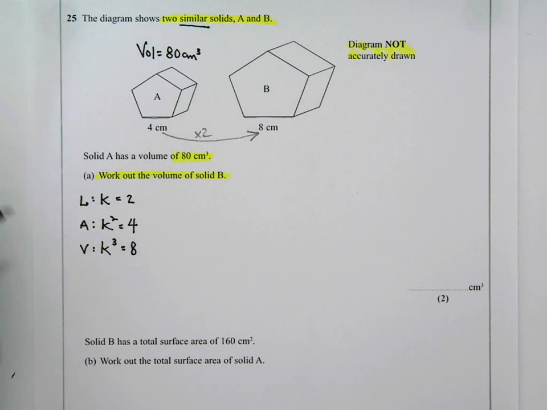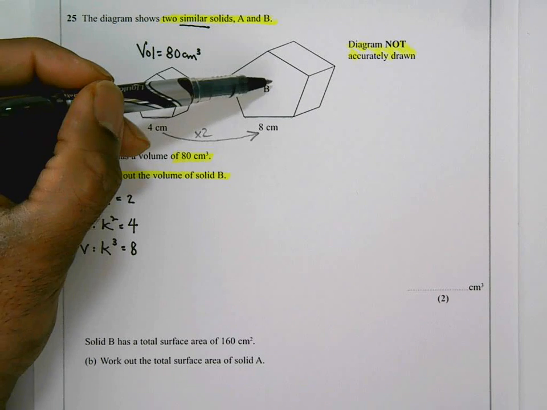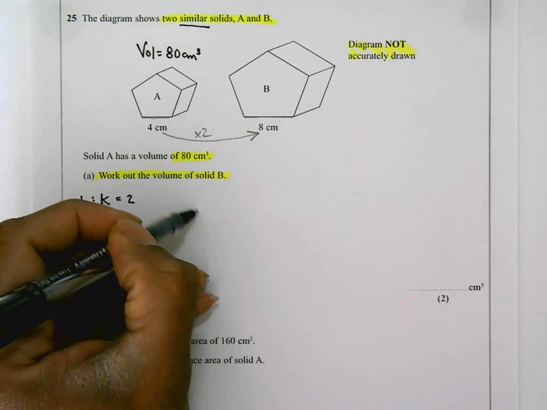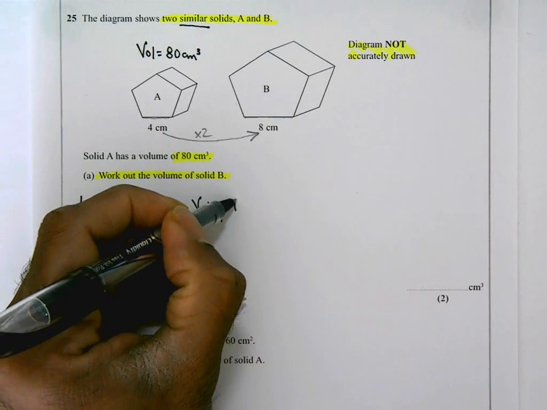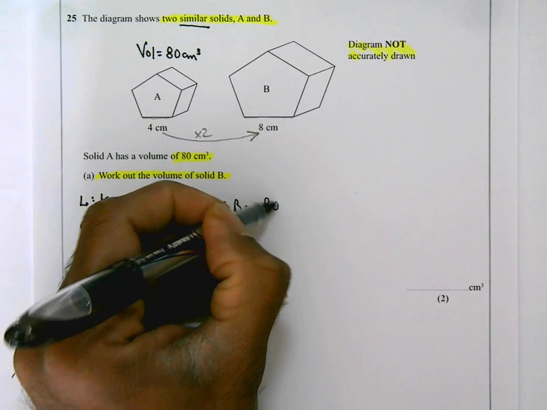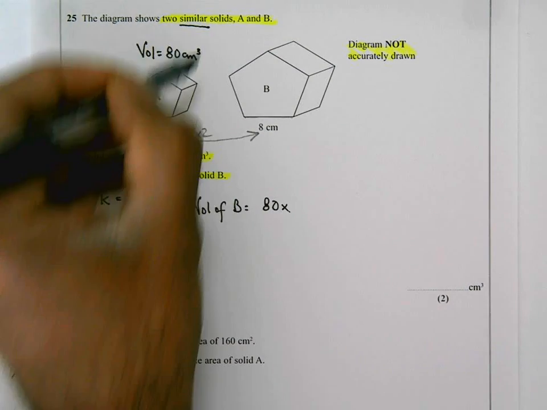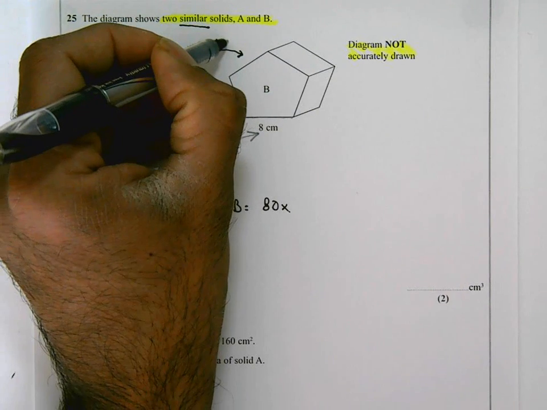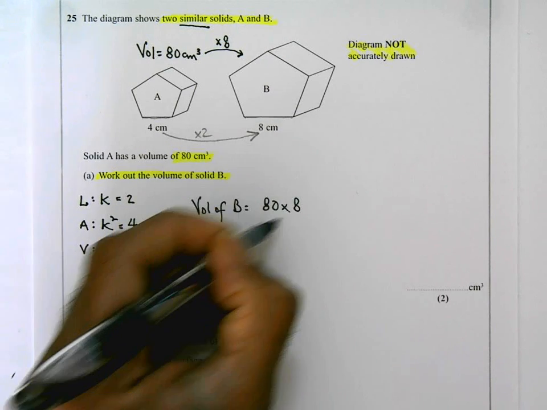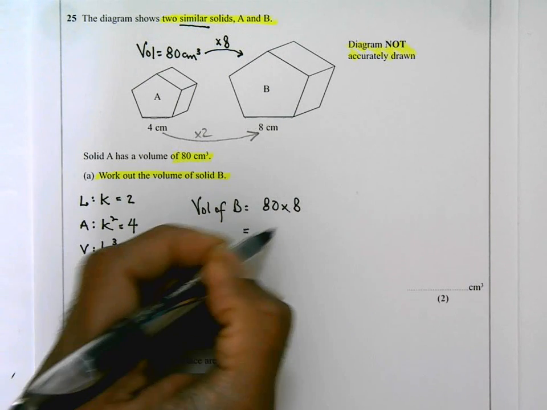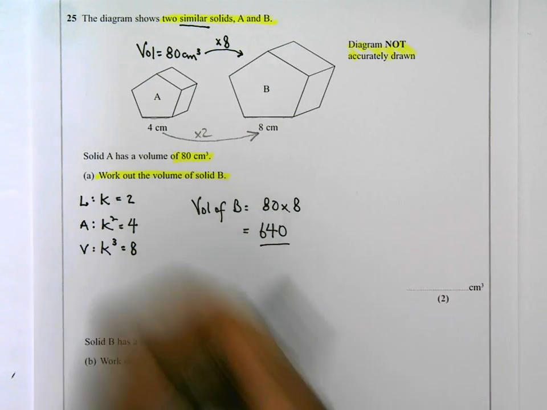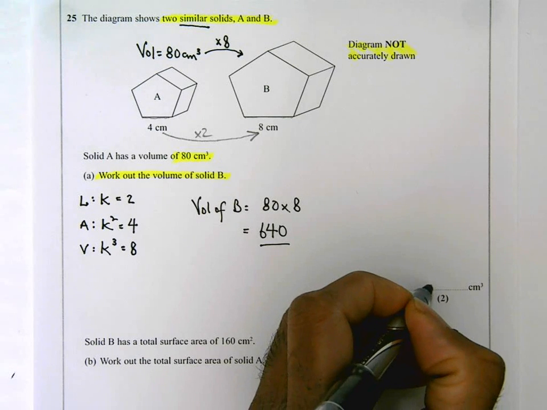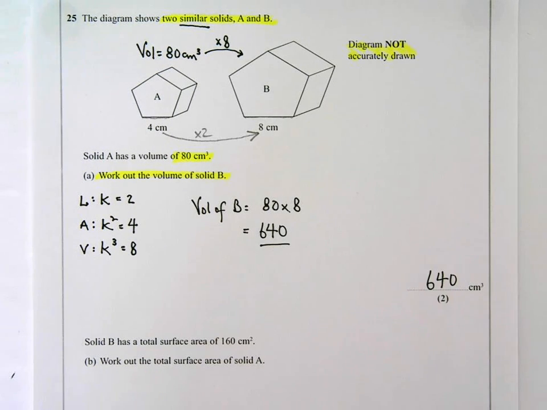So I'm going to use that to help me work out the volume of B. Because I know the volume of A is 80, this means that the volume of B is going to be 80 times the multiplier for volume, so the thing that I'm going to times by across to get the volume of B. I'm going to times by 8. So the multiplier for volume is 8. 80 times 8 is 640. So that tells me that the volume of B is 640 centimeters cubed.